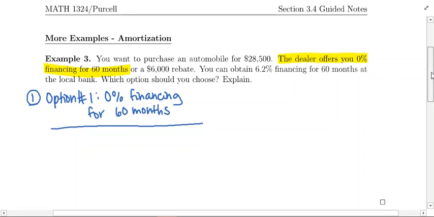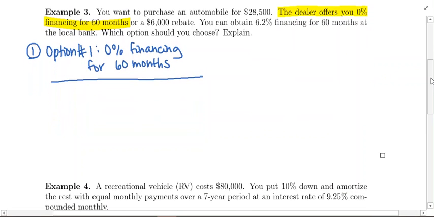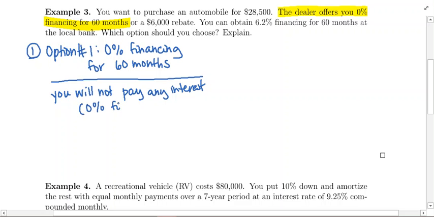If you were offered 0% financing, all that means is that there's going to be no interest involved. You're not going to pay any interest. So you will not pay any interest. That is what 0% financing means.